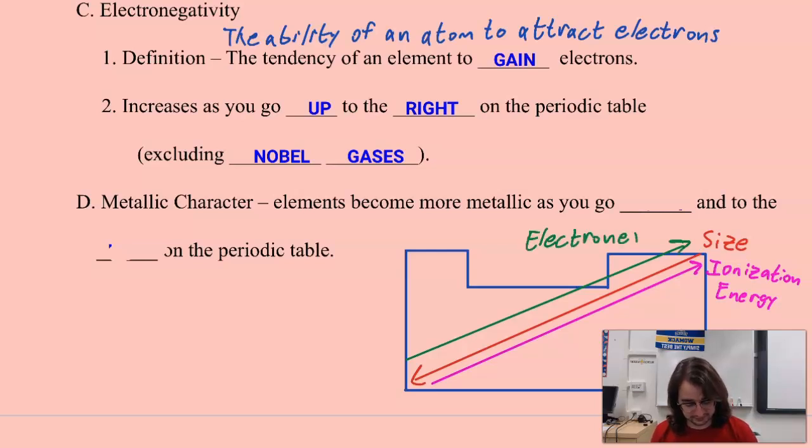I don't think I spelled it right. Tivity. There we go. I stopped short. There it is. Electronegativity. So now we have all three trends, up and to the right.